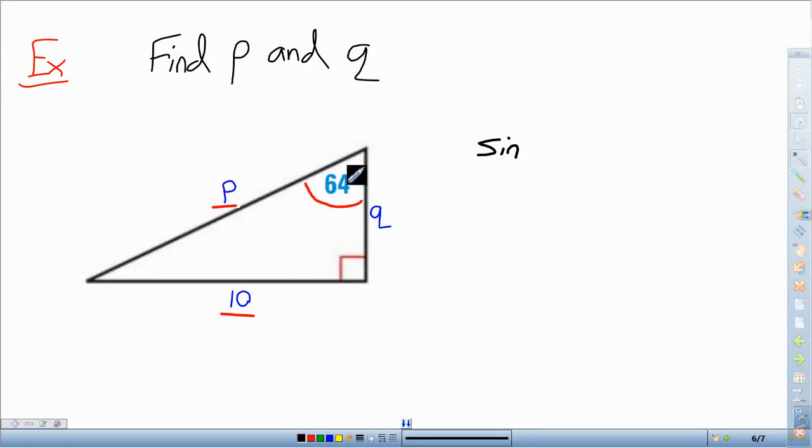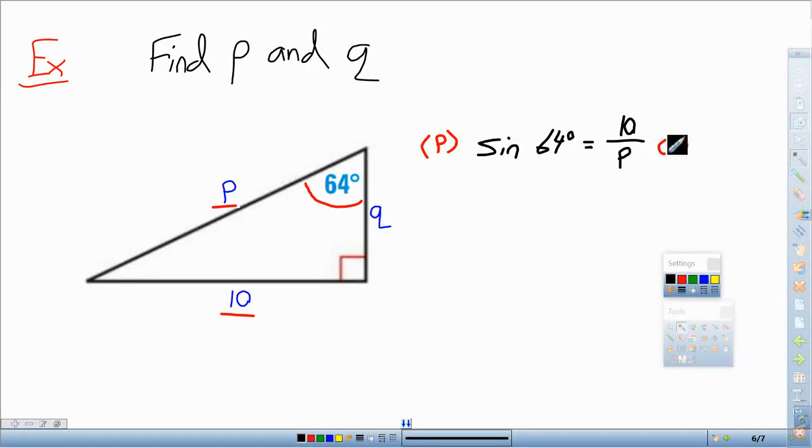So sine of our angle, 64 degrees, equals opposite 10 over hypotenuse P. Notice the variable landing in the denominator of this one, that happens. But we know no matter what, we're always going to be multiplying by what's in that denominator, whether it's a number or a variable. That's the very first step we'll always do.